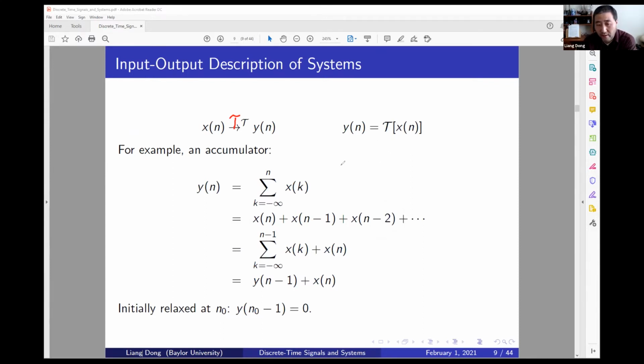For example, if I have an accumulator, I can model this accumulator using a difference equation. We sum the input x[k], where k is from negative infinity to the current time n, and we get y[n]. What we are doing is taking the accumulation of all the past inputs and adding the current input, and then we get the output y[n].